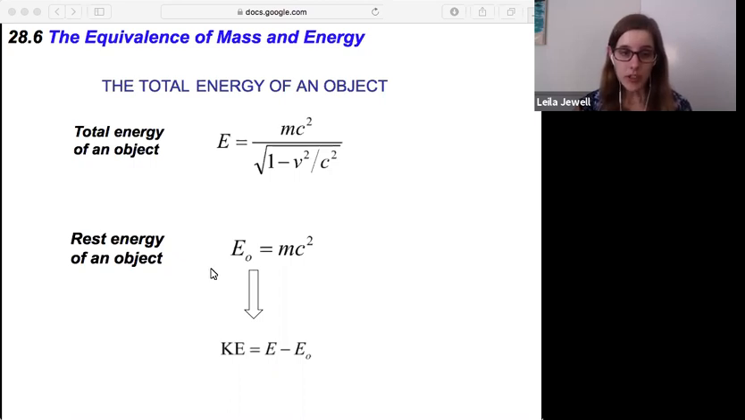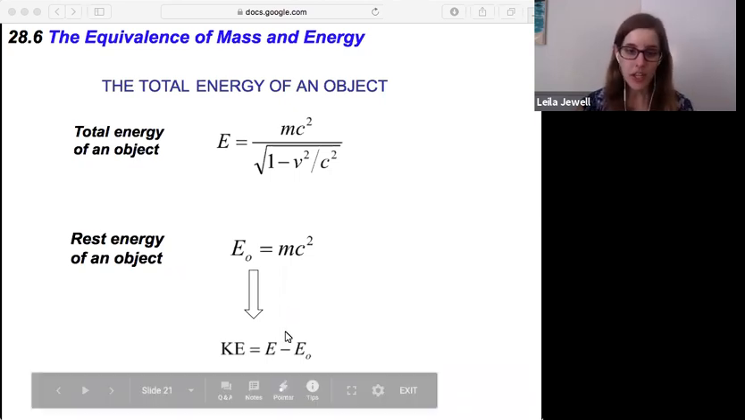This is the assumption that every object has energy just by having mass. So this is known as the rest energy of an object. We have an E sub 0 to say this is just the default minimum energy, that even if you aren't moving, if your speed is 0, then this just becomes the square root of 1, and so E is just equal to mc squared. In other words, having mass means that you have energy. Those two are equivalent.